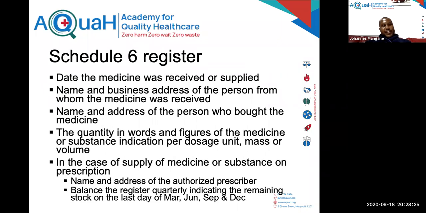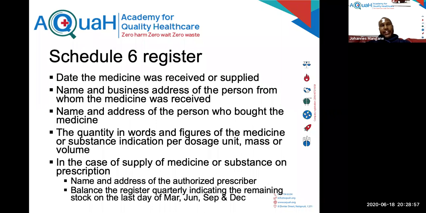Your Schedule 6 register. Here you would see that these are highly controlled substances or medicines. For every receipt or supply of the medication, it needs to be recorded and a date needs to be entered on the register. And here you will also need to record the name and the business address of the person from whom the medication is coming.